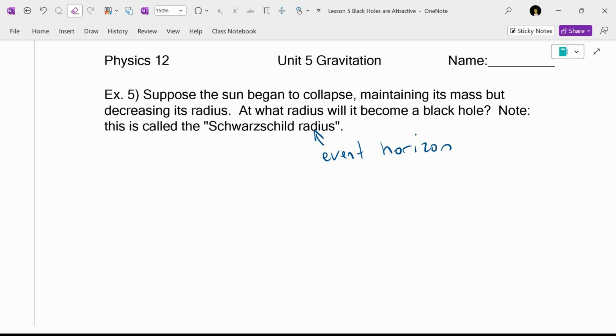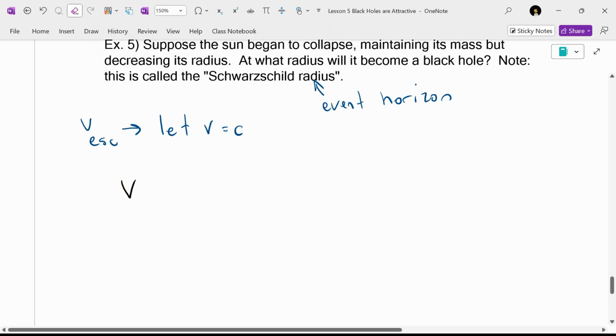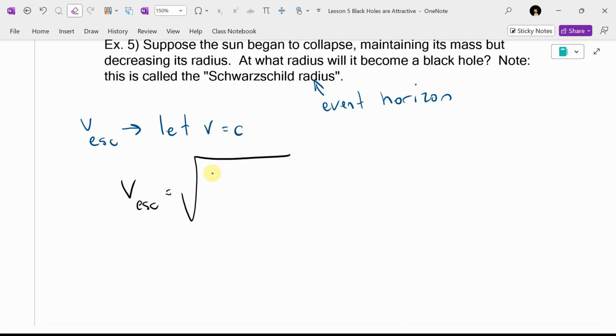So again, we can start off with escape velocity and then let v equal c. Luke, did you just derive the equation for the radius of a black hole? Yes. Can you go look at the equation that you just derived? Oh, is it on the previous page? Okay, let's rederive it. Sophia, what was escape velocity? You said you'd memorize this. You said it was the square root of what?